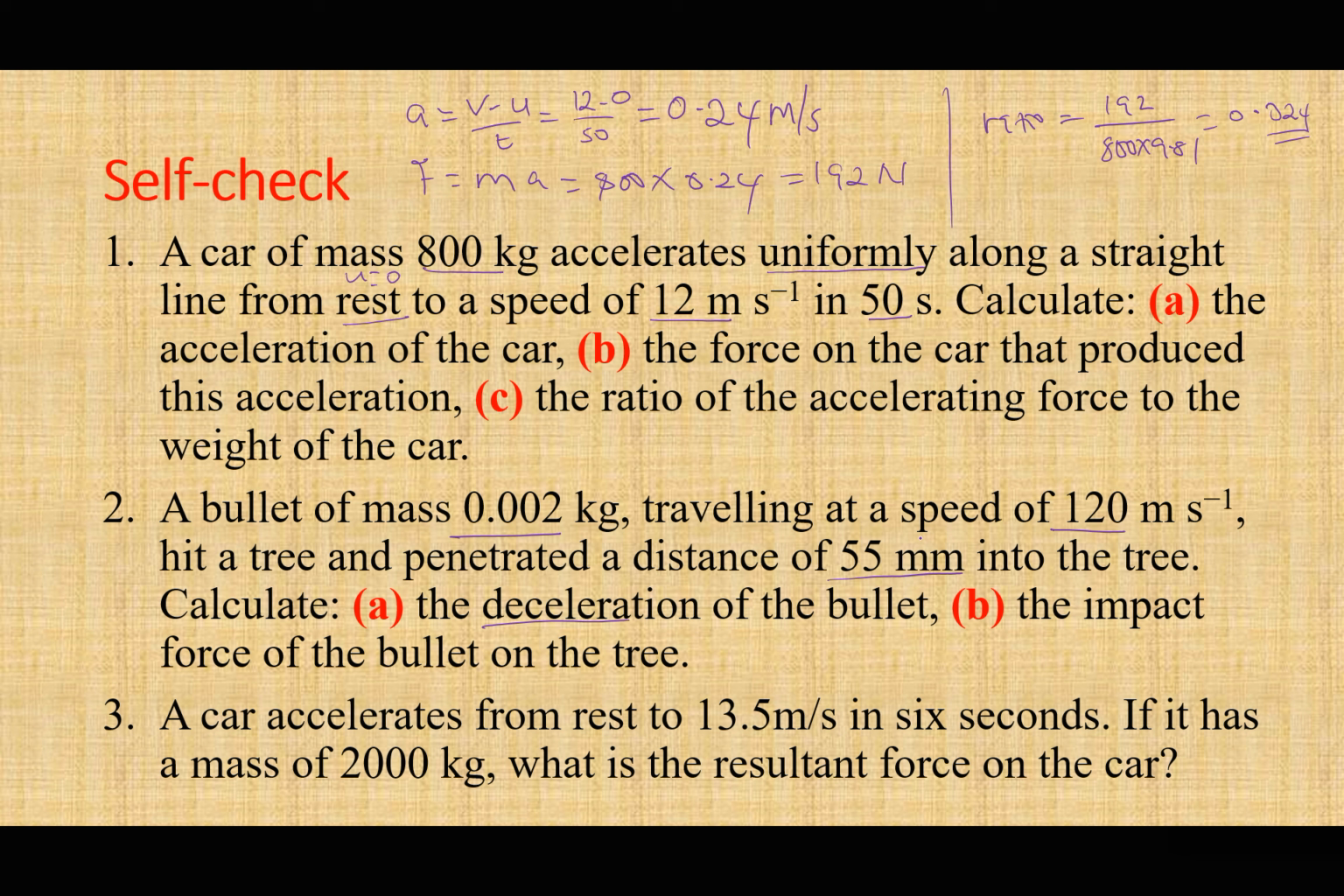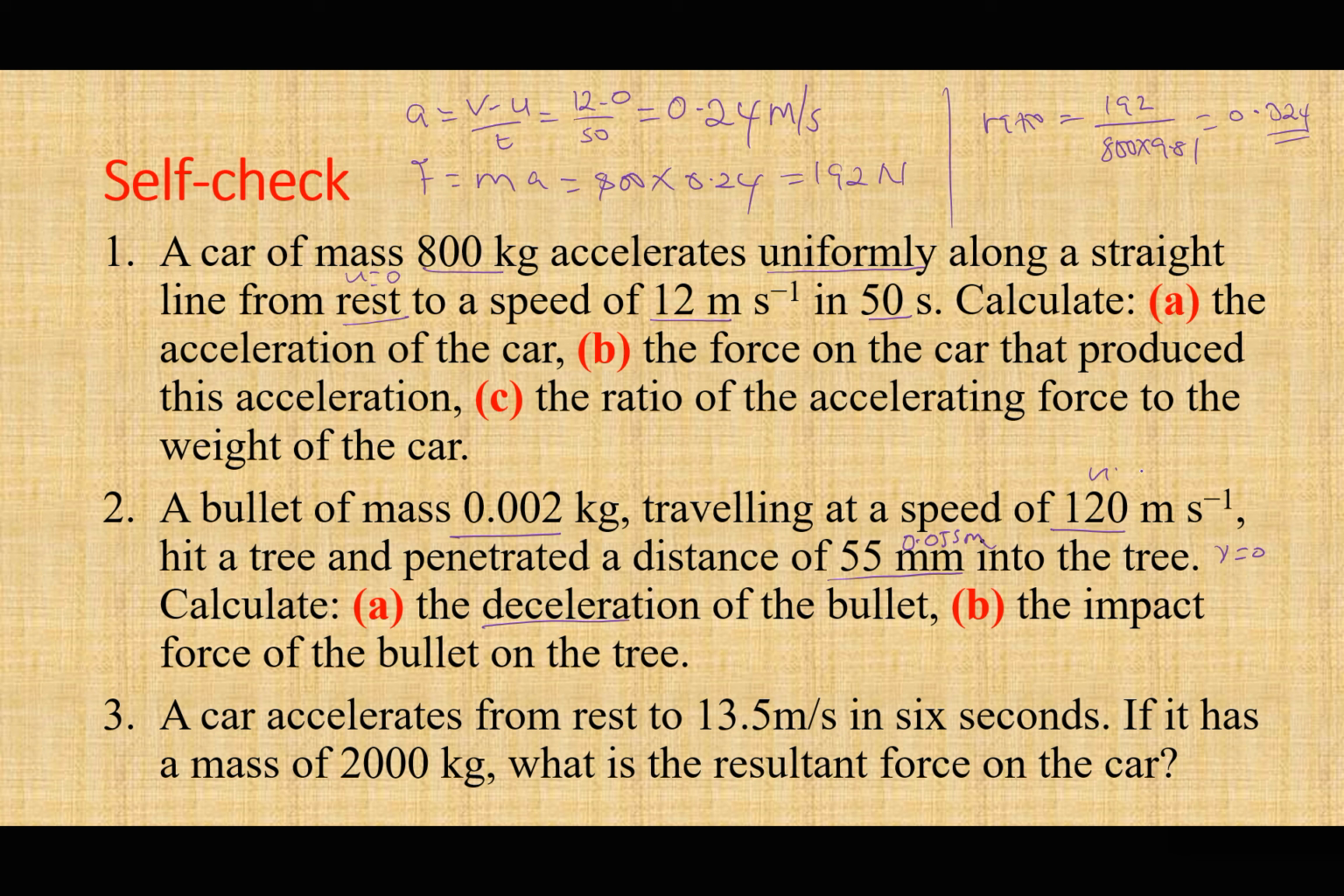55 divided by 1,000. So this one is 0.055 meters. That is s, the distance through which it moves. Final velocity is going to be 0, because when it penetrates, it stops after 55 millimeters. And this is going to be the initial velocity.